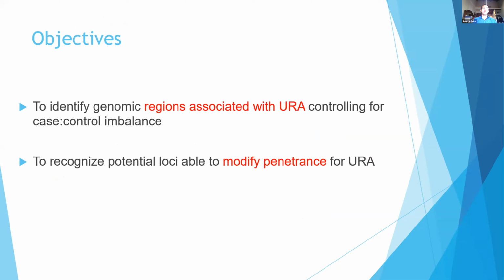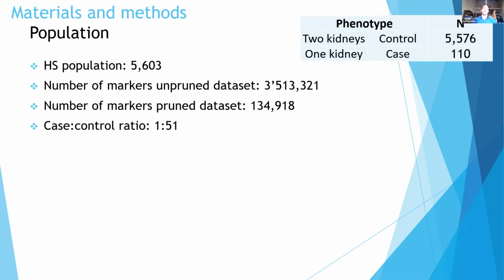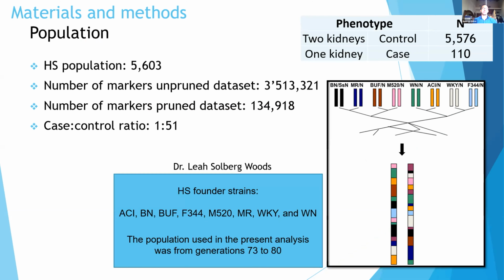The objectives of this analysis were to identify genomic regions associated with URA, controlling for case-control imbalance, and to recognize potential loci able to modify the penetrance for this phenotype. Materials and methods: we used 5,600 individuals from the HS population. Those individuals were genotyped for 3.5 million markers, and the case-control ratio that we identified was around 1 case per 51 controls. So this case-control imbalance is not very extreme.